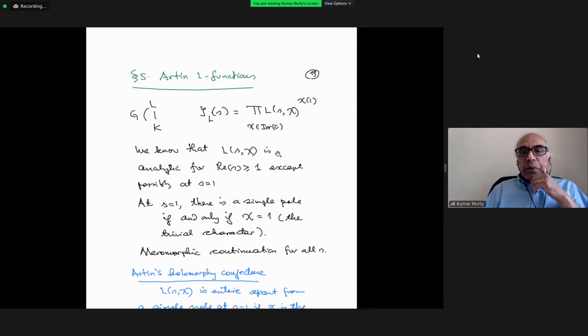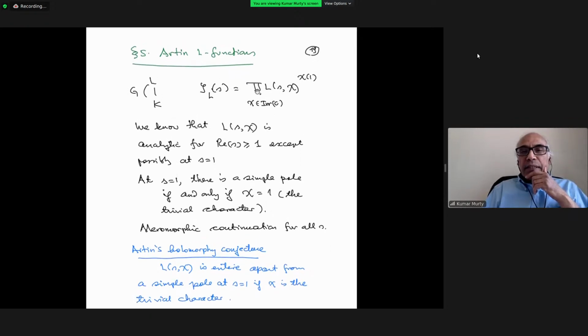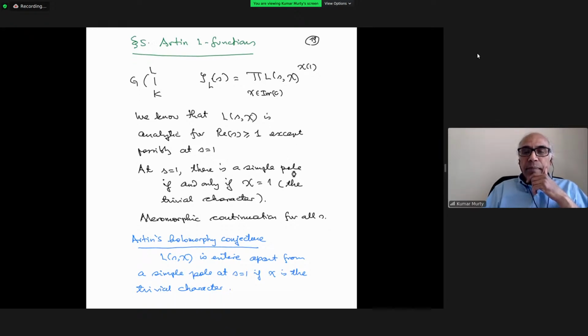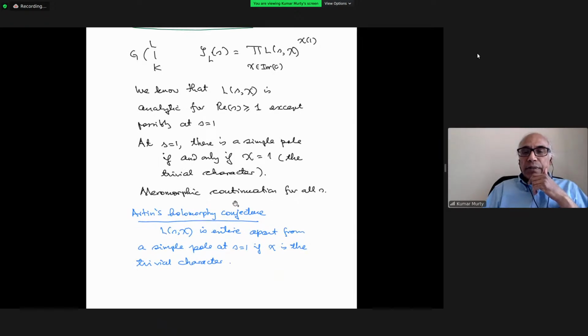Now, the reason we have a little bit of a problem in using this factorization, given the advantage I just described, is that we don't know the analytic properties of L(s, chi). We know that it's analytic for real part of s bigger than or equal to 1. It might have a pole at s equals 1 if it's a trivial character. So there's a simple pole if and only if we have a trivial character. Remember, I'm going over irreducible characters. In general, all we know is that we have a meromorphic continuation, but there might be poles. And Artin's holomorphic conjecture is that there are no other poles, that this is entire apart from a simple pole at s equals 1, which only occurs if chi is a trivial character.